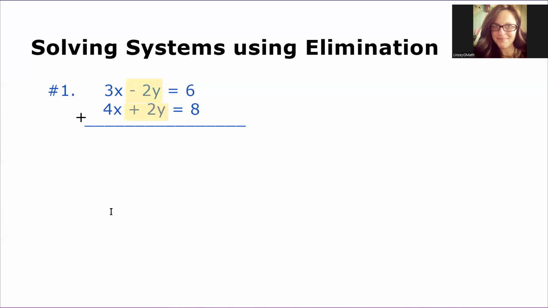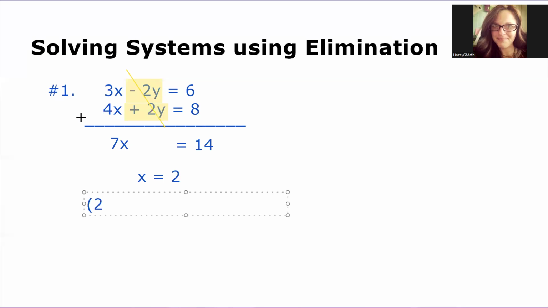When we add these 2 equations together, negative 2y and plus 2y give us 0. They cancel out or are eliminated. Let's add the rest of the equations. 3x plus 4x gives us 7x. And 6 plus 8, we get 14. Let's finish solving for x. We'll divide by 7. And we get x is 2.